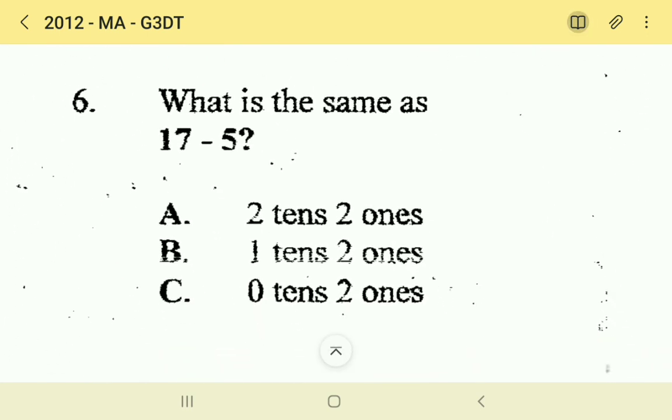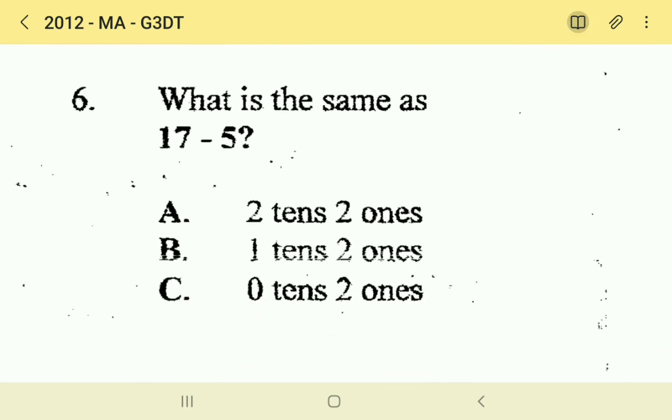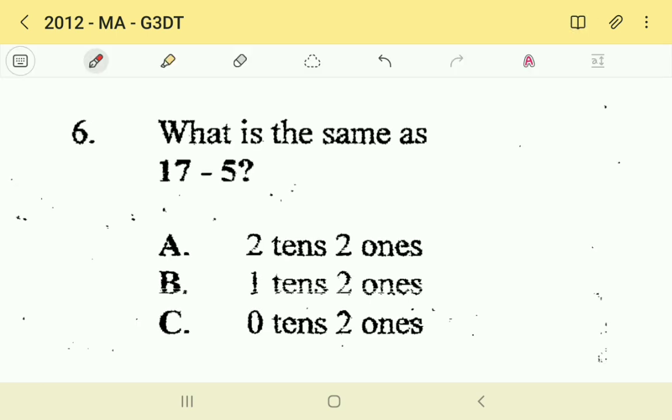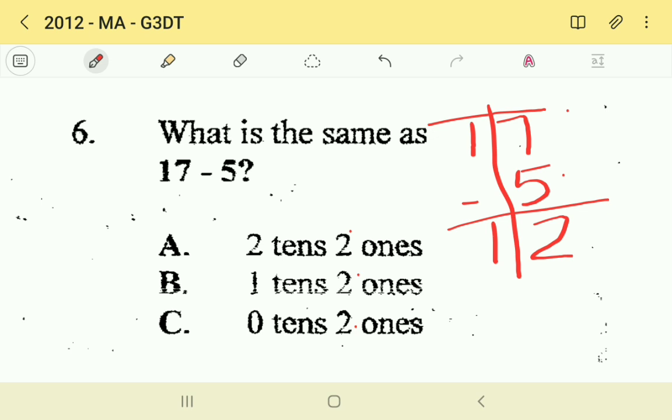Moving on to number 6. What is the same as 17 minus 5? This is also a repeat item, hence the importance of going through the papers. 17 minus 5. As we go, you'll see many items being repeated. You have 7 and you're taking out 5. You're left with 2. All of them have 2 1s, so we can't determine. Now you still have your 1, so it's 12. 12 would be 1 group of 10 and 2 groups of 1, which is B.